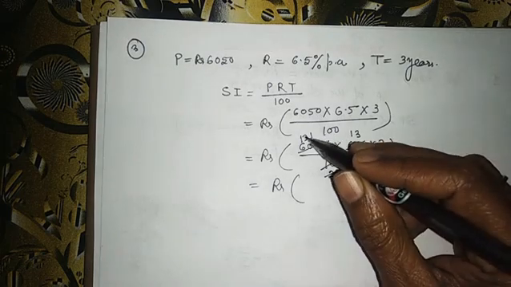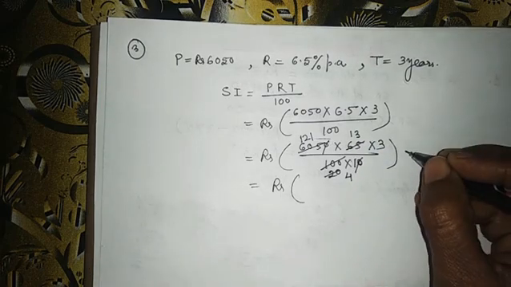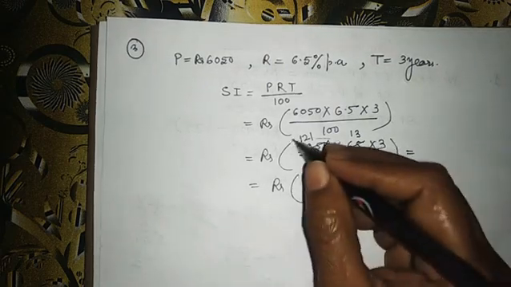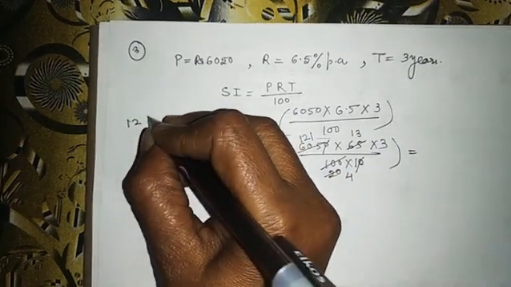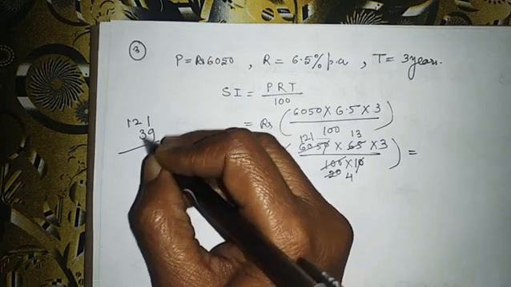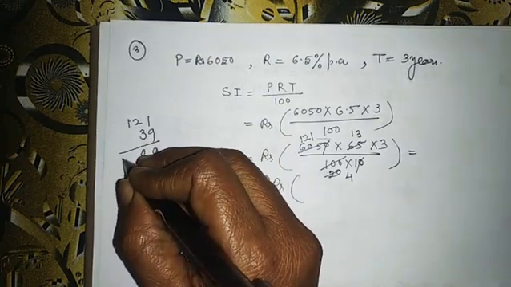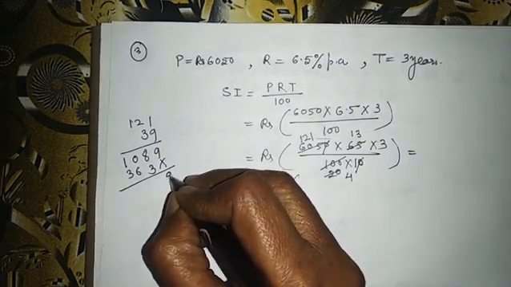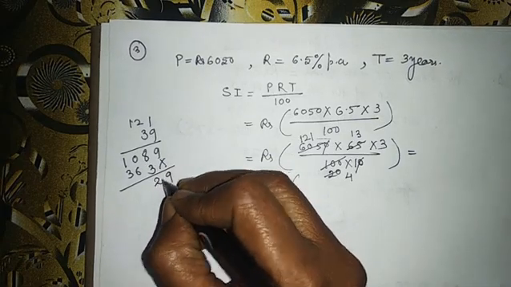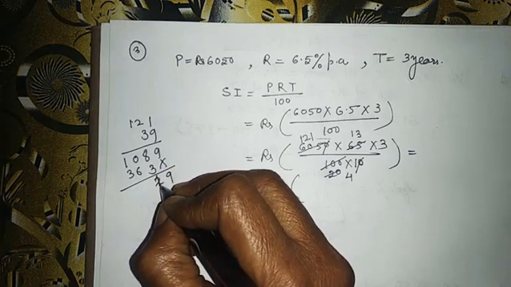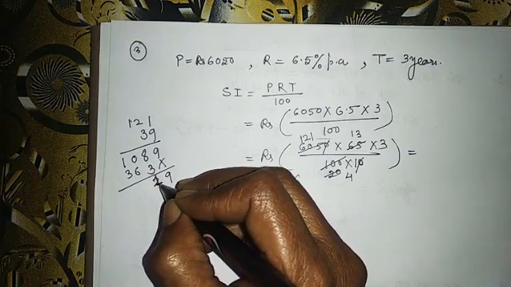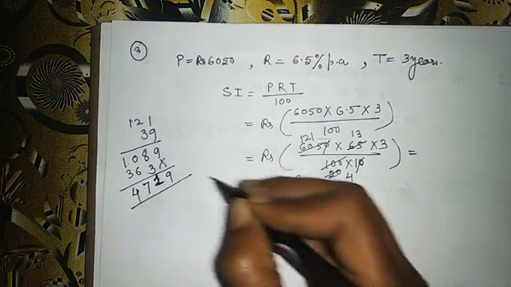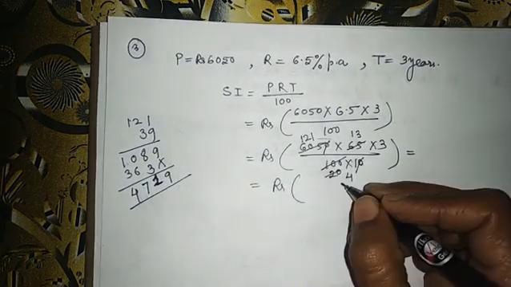So what will we do? We will multiply all the numbers which are in the numerator: 121 into 13 into 3. 13 threes are 39, and 121 into 39 we will do here. 9 ones are 9, 9 twos are 18, and 9 ones are 9. 3 ones are 3, 3 twos are 6, 3 ones are 3. So what are we getting here? 4719.